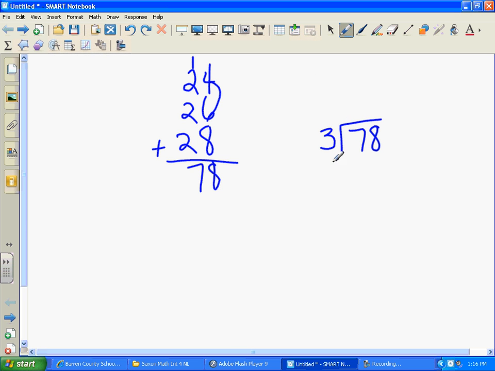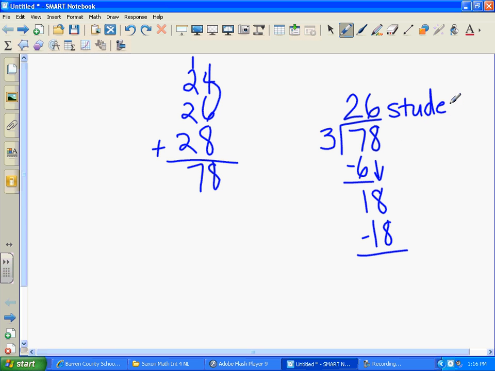How many groups of 3 could I get out of 7? 2, because 2 times 3 is 6. Subtract, bring down. How many groups of 3 could I get out of 18? 6, because 6 times 3 is 18. So there are an average of 26 students per classroom. And remember, that is an average.